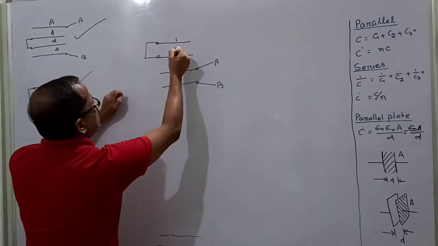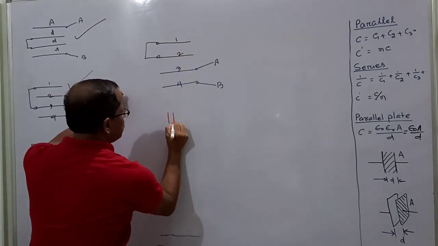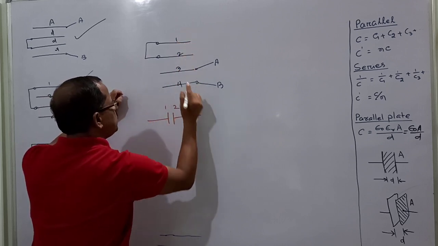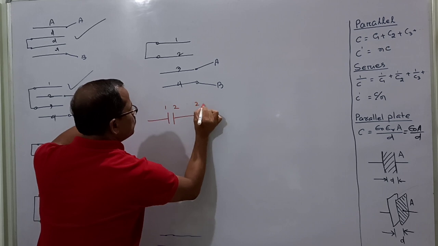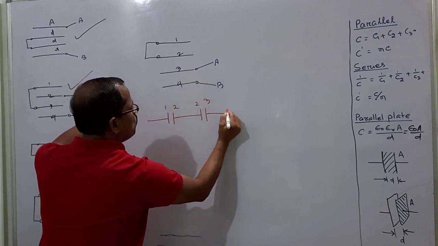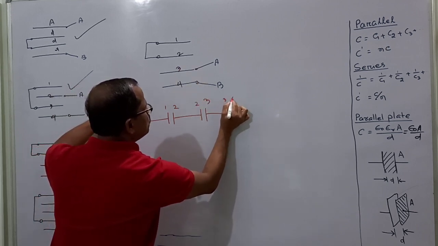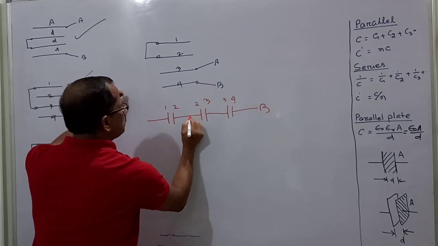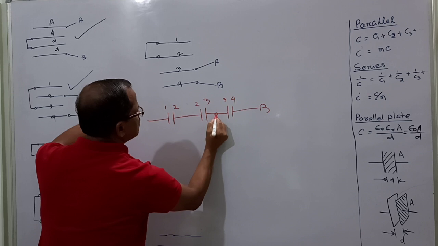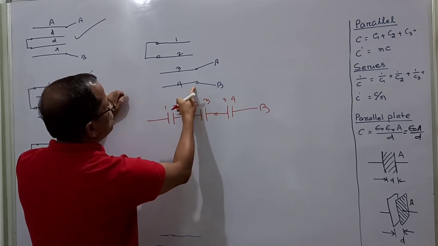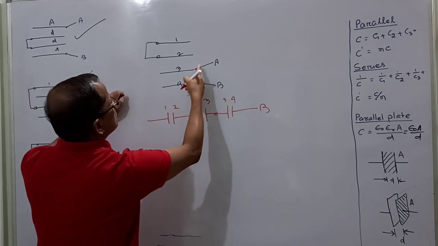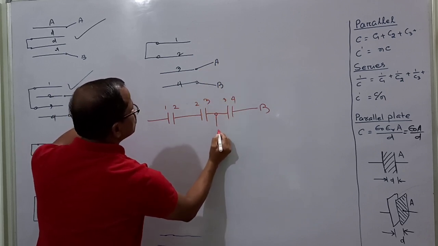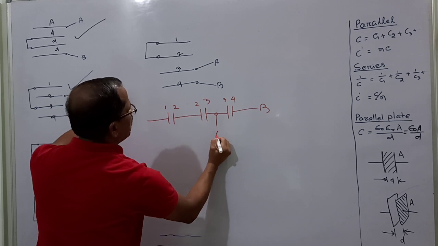Now the first capacitor is from 1 to 2. Name it 1 to 2. Then 2 to 3. Then 3 to 4. Then B is one extreme point, and 3 is another extreme point. So 4 is one extreme, and 3 is another extreme. This is equal to your A.